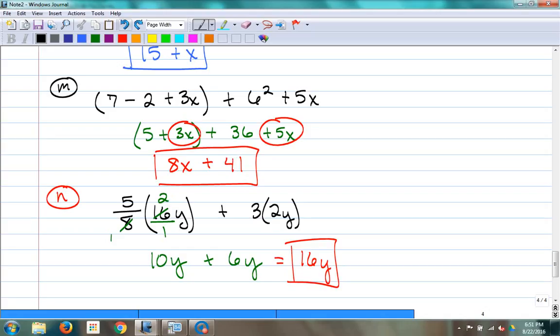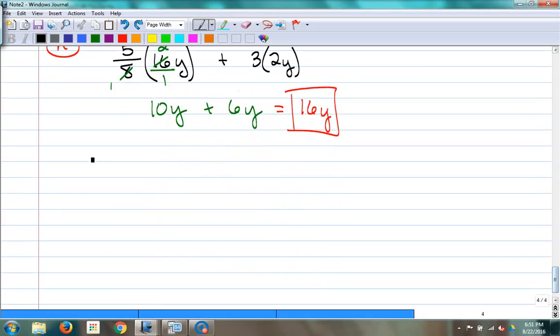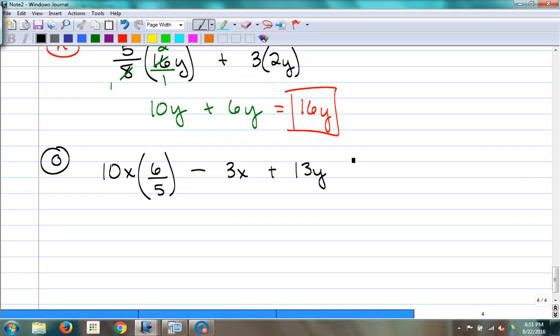Okay? Let's look at one more, and then we'll take a break. Let's say we had 10x times (6 over 5) minus 3x plus 13y. A little bit more going on. We've got another term over there.